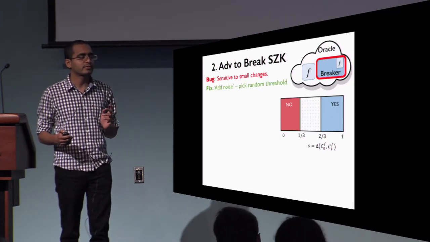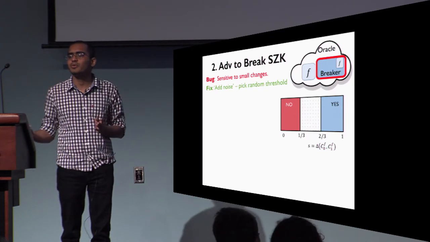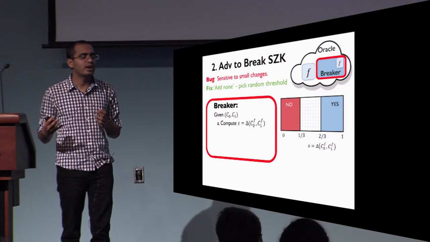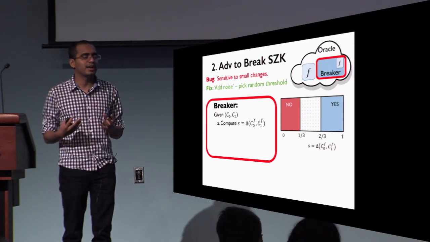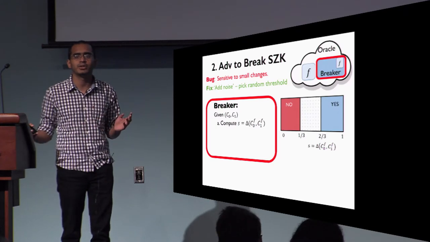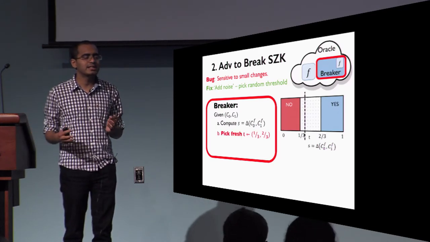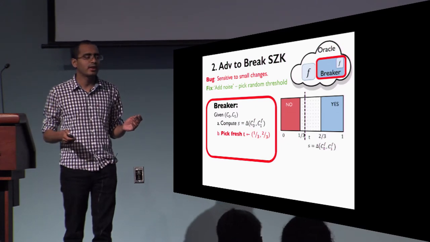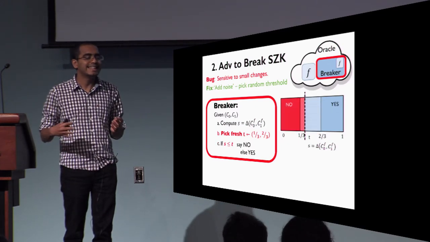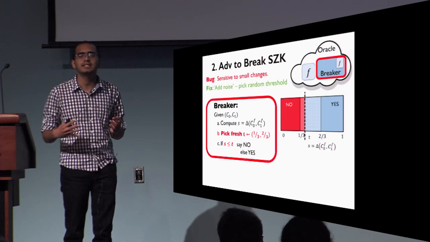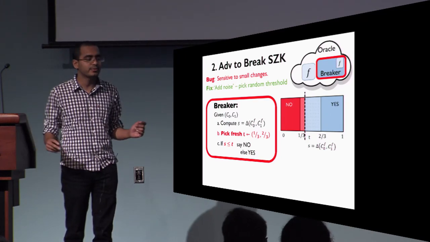So our fix is that we would add noise. How do we do it? So the new adversary to break SDK again first computes the statistical distance between the two circuits. Then it picks a random threshold between 1/3 and 2/3. And if it's less than the threshold, it says no. If the statistical distance is more than the threshold, it says yes.